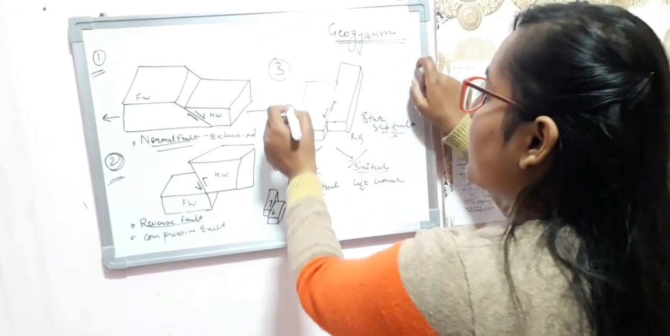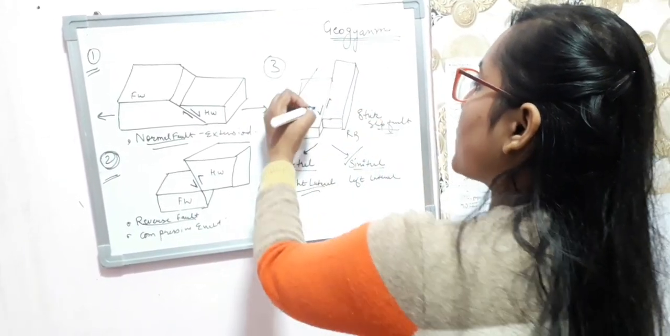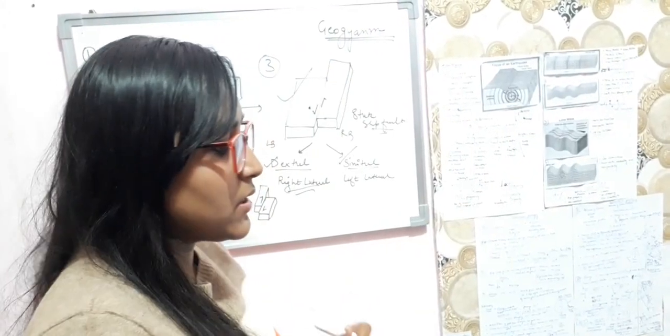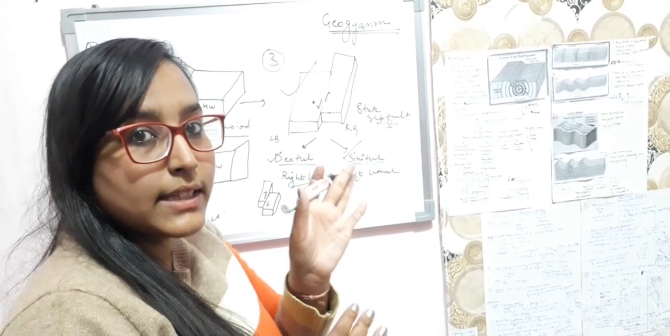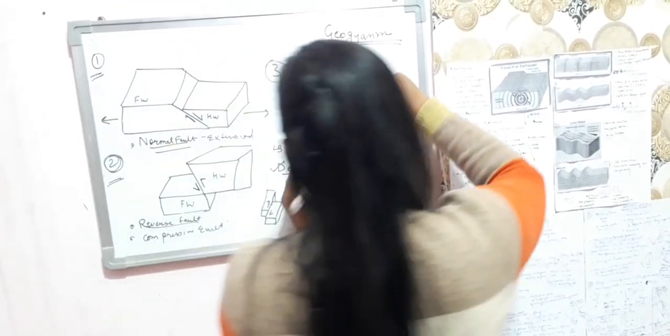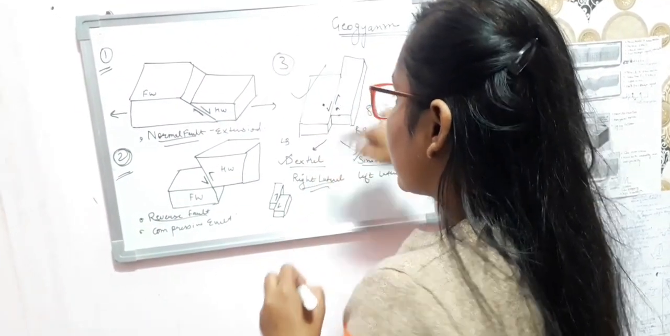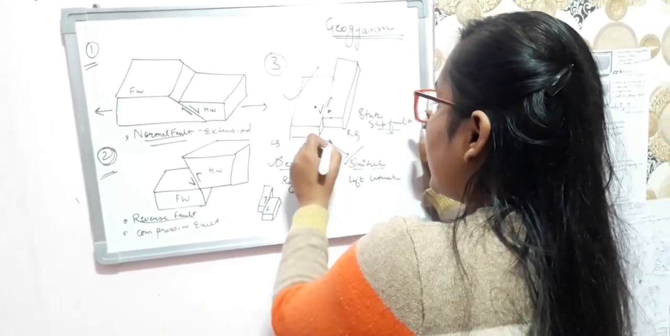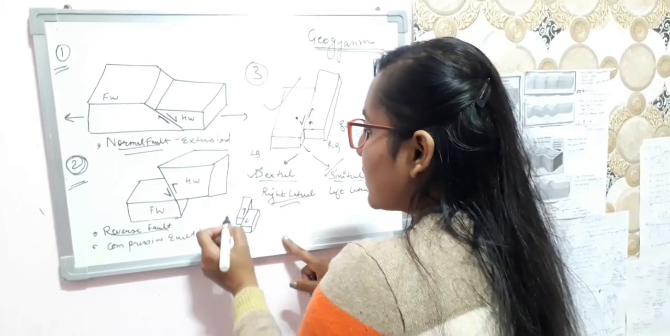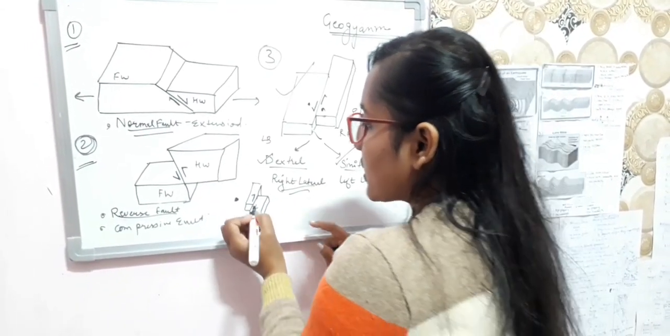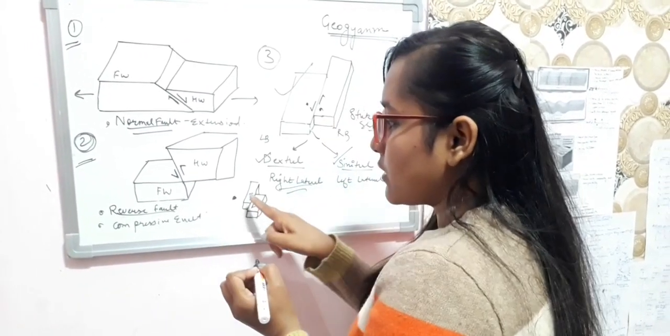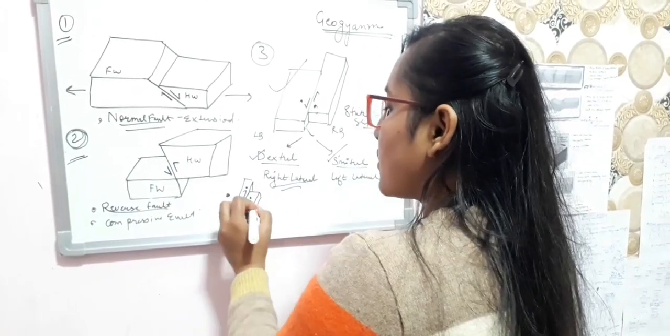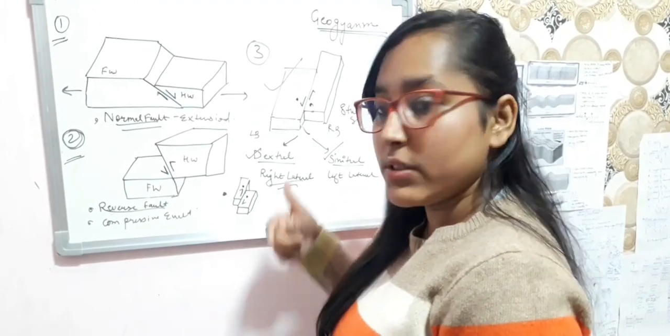So this one is left lateral, in which if you stand on this block, then you can assume, if I am standing on this block, then this block is moving in the left direction. And if you stand on this block, then you can also see that this block is moving in the left direction. Okay, so this is left lateral and this one is right lateral. If you are standing here, then you can see this block is moving towards the right side, and if you stand here, still the block is going to the right side.